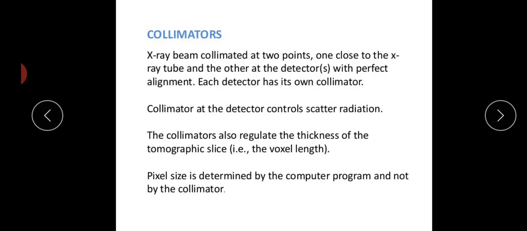The collimators. The X-ray beam is collimated at 2 points, one close to the X-ray tube and the other at the detector, with perfect alignment. Each detector has its own collimator. The collimator at the detector controls scatter radiation. Collimators also regulate the thickness of the tomographic slices, that is the voxel length. Pixel size is determined by the computer program and not by the collimator.